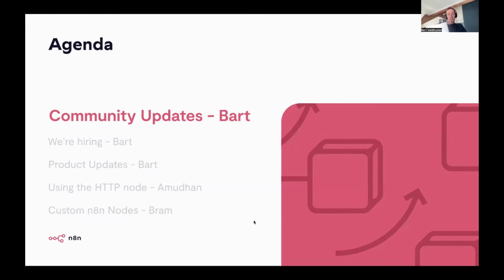What it's going to look like, I'm going to be starting with some community updates today first. Then I have a word from our hiring department. We have a couple of interesting jobs that I want you guys to be aware of. Product updates, I have a couple of things that are live and in production now, and I can give you a glimpse of some stuff that we are working on. So I think that's going to be exciting. And then Amudan, community member, is going to be speaking about using the HTTP node for custom API requests. And Bram is going to talk a bit about creating custom n8n nodes. That's not going to be an in-depth workshop, but it's going to show you the pros and cons, when to use it, and what the strengths and weaknesses are.